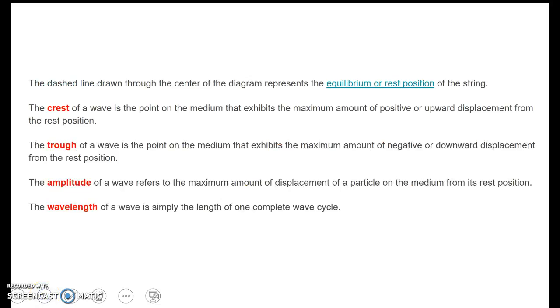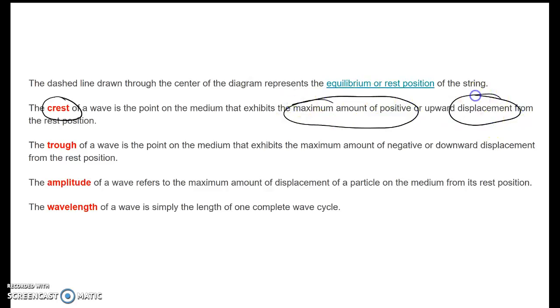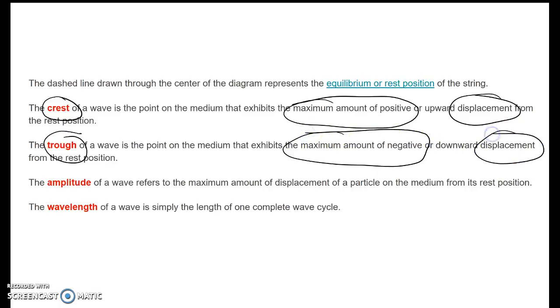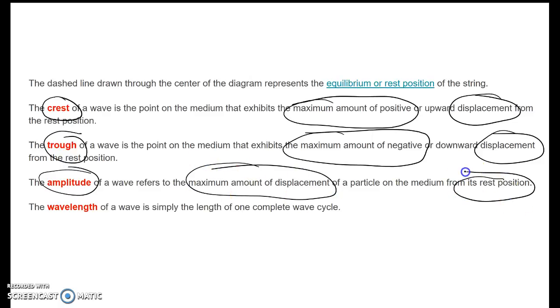So again, rest position is the dotted line. Crest is where it has the maximum amount of positive displacement. A trough is where it has the maximum amount of negative displacement. Amplitude, the maximum amount of displacement. It could be up or down from the rest position.